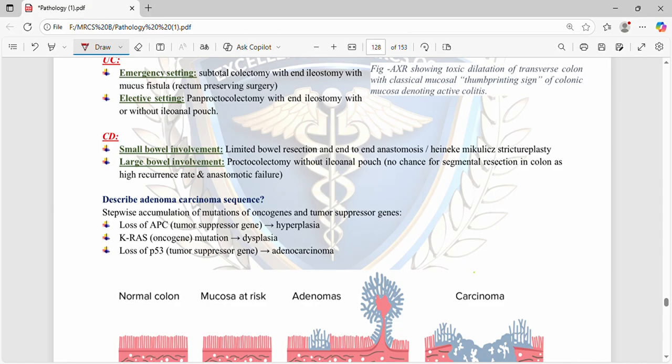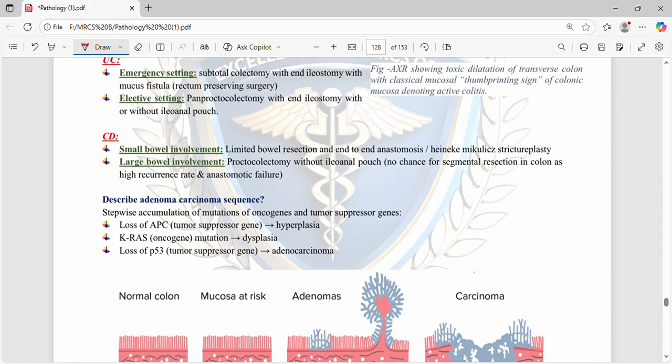So, large bowel involvement: proctocolectomy without ileoanal pouch, no chance for segmental resection in the colon as there is a high recurrence rate and anastomosis failure. So you cannot take a chance. Even if you do panproctocolectomy in Crohn disease, there is a high chance that after ileoanal anastomosis there will be some Crohn disease relapse and it will lead to a failure of the anastomosis or, later on, again the same cycle and symptoms.